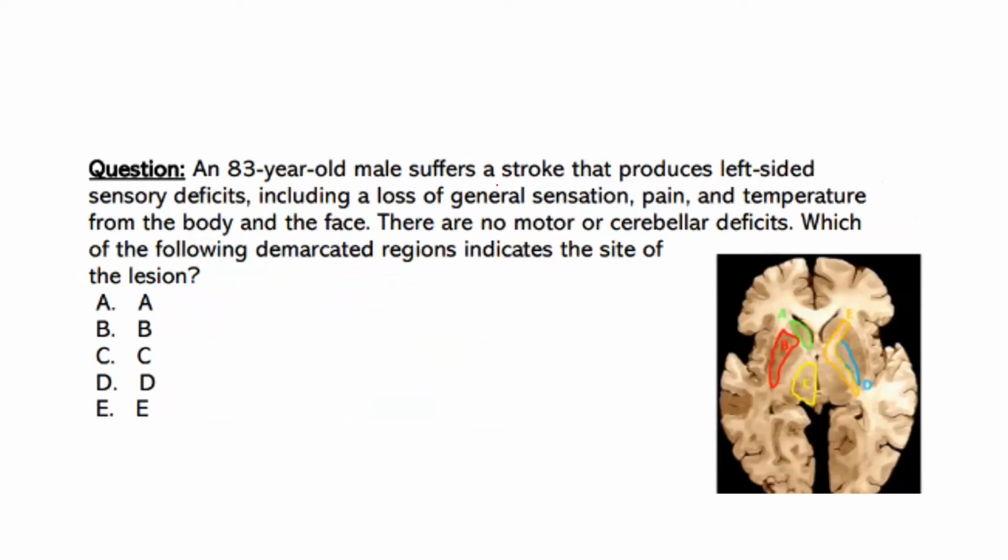We have an 83-year-old male, suffers from a stroke that produces a left-sided sensory deficit, including a loss of general sensation, pain, and temperature from the body and face. There are no motor or cerebral deficits. And so which of the following regions indicates the site of this lesion?